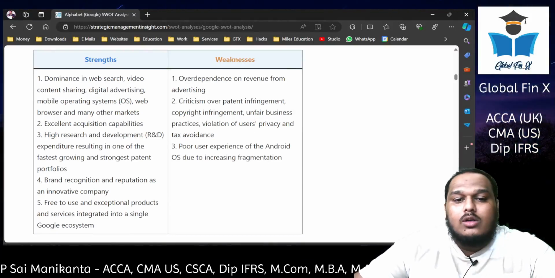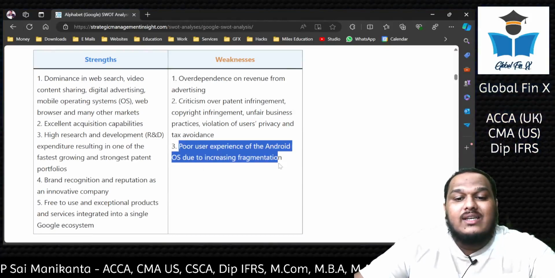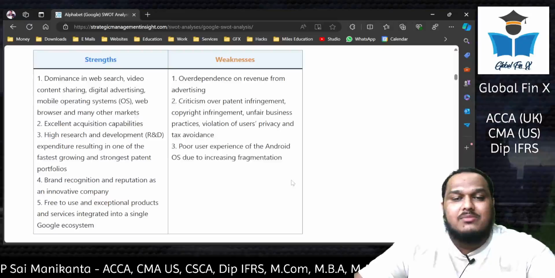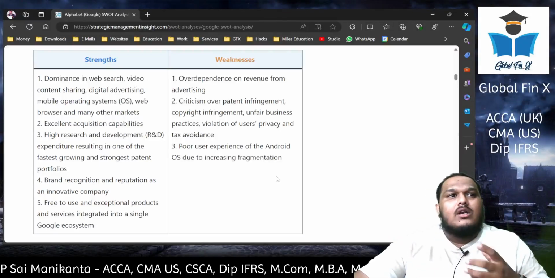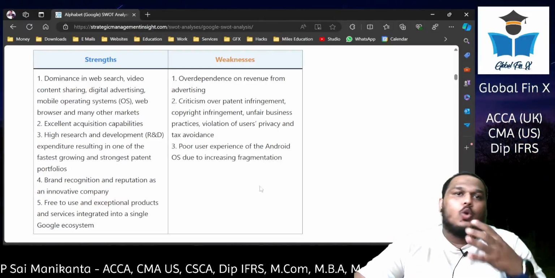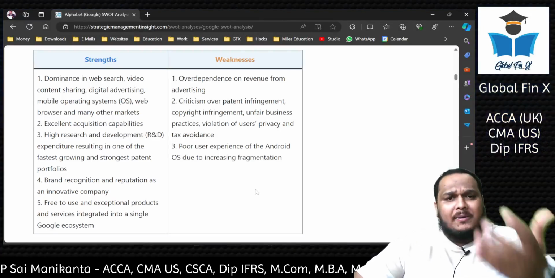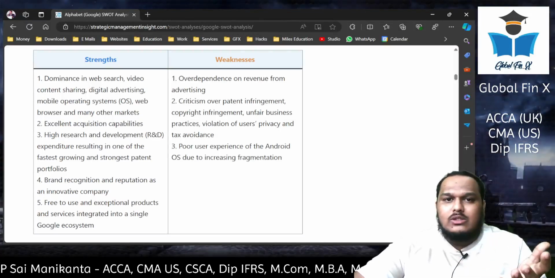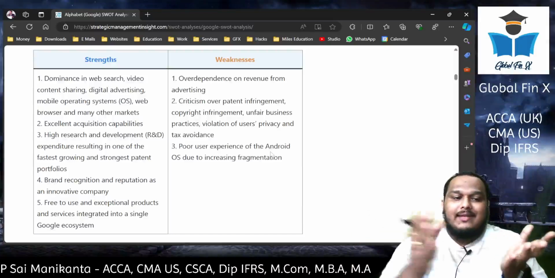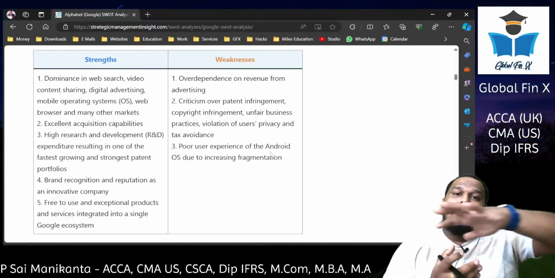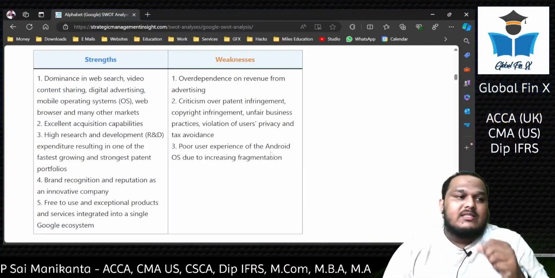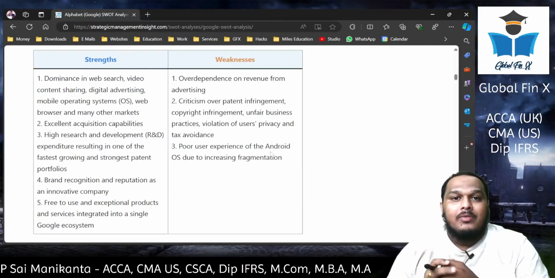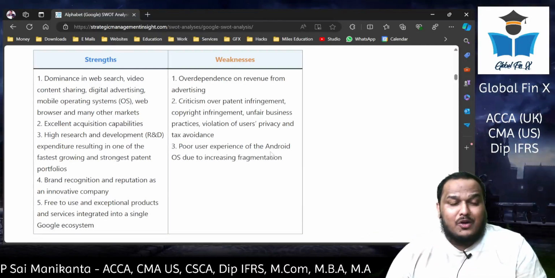And poor user experience of the Android OS due to increasing fragmentation. Fragmentation means breaking down into bits and pieces. Now what is happening? Android is an open source operating system, meaning anybody can use that. So now what all companies are doing, they take Android as the base and they build their own user interface. Like for example, Samsung has One UI, but still the base is Android only.